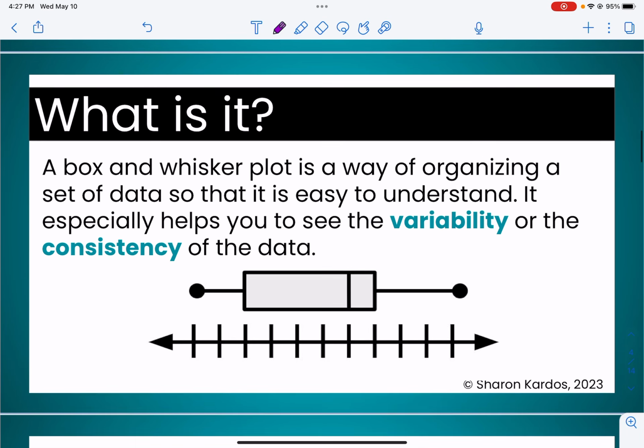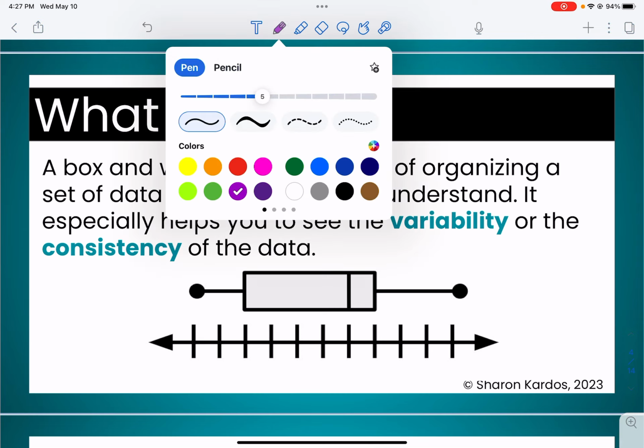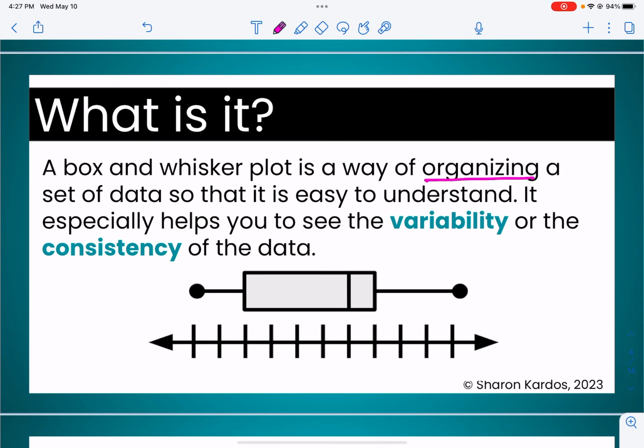So the first thing we need to know is, what is a box and whisker plot? What's it for? Why would I want one? So a box and whisker plot is a way of organizing a set of data so that it is easy to understand. So it helps us to organize our data and it makes it easy to understand.